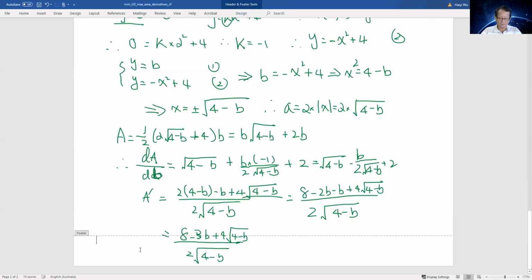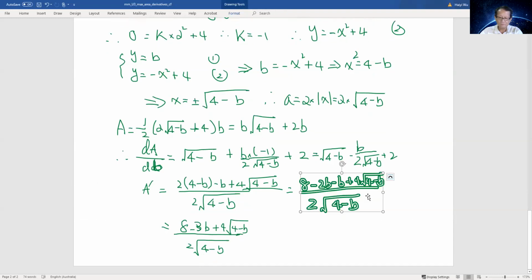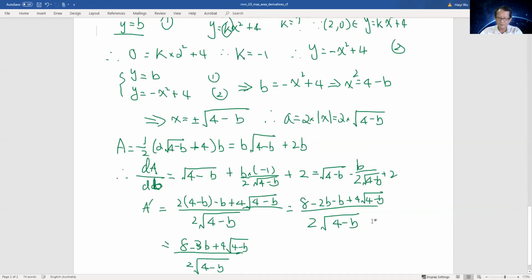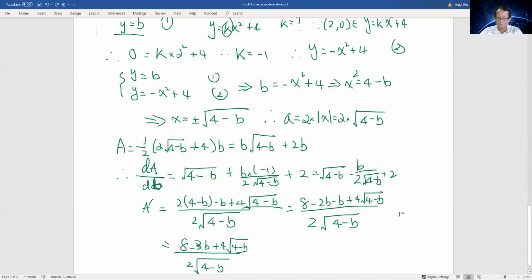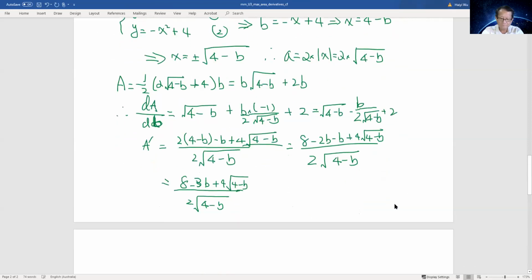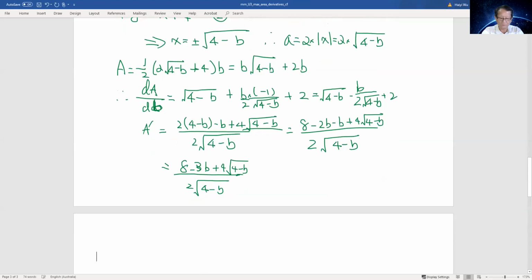But obviously we need to continue. Sorry, let me move this to the next page. All right, we moved on to the next page.